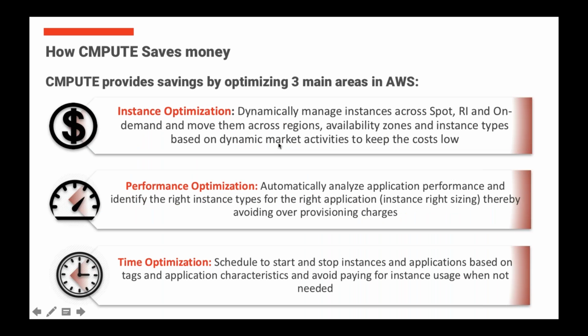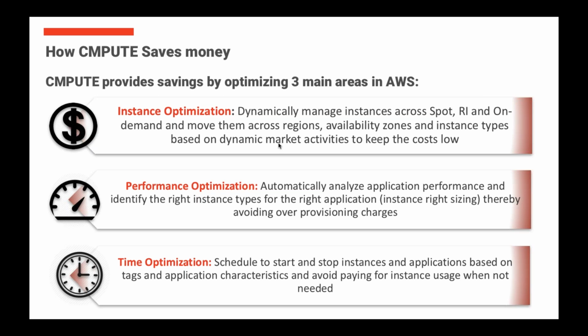There are three broad optimization areas when it comes to EC2. First is instance optimization, or optimizing by using spot instances and reserved instances. The second is performance optimization, which is avoiding over-provisioning by right-sizing of the instances. And the third is time-based optimization, or the ability to schedule and run your applications only when you need them. So, Compute is a unified single platform that does all these optimizations in a seamless and frictionless manner.